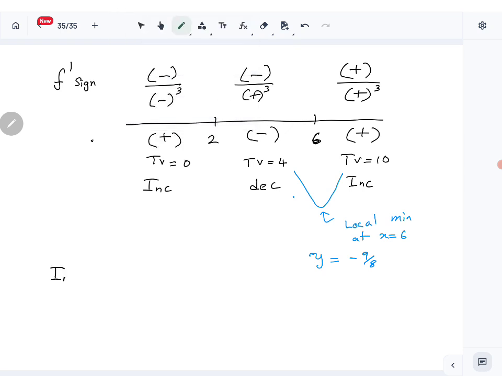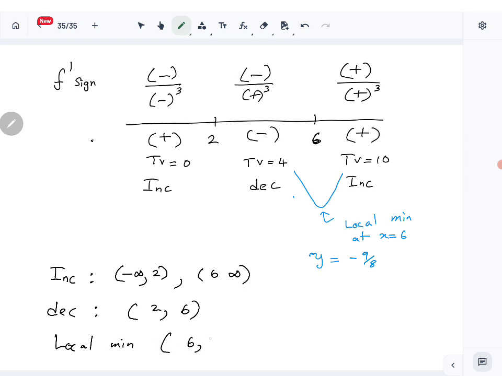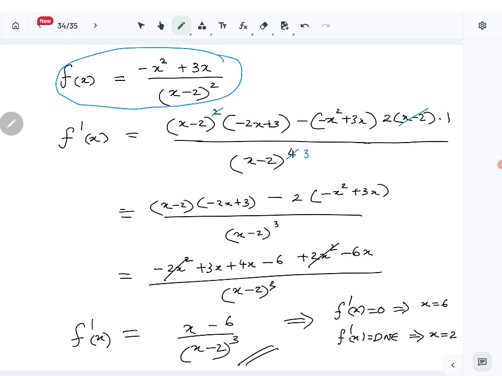Right. So then let's write the answers. Increasing intervals: negative infinity to 2 and 6 to infinity. Decreasing interval is the middle interval, 2 to 6. And we have a local minimum at 6 comma minus 9 over 8. Right. So that is done.